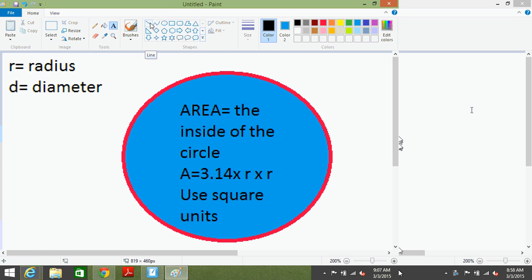Pick a line. The diameter is a line, and we want the color yellow. So choose yellow as your color 1. The diameter stretches from one side of the circle all the way across, and it goes through the center. So pick where the middle of the circle would be. And there's your diameter. It goes all the way across.